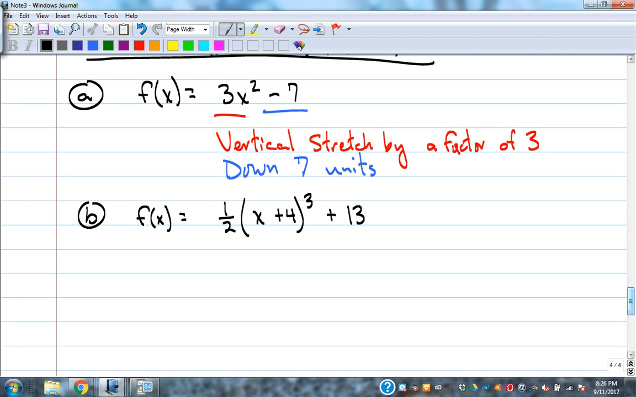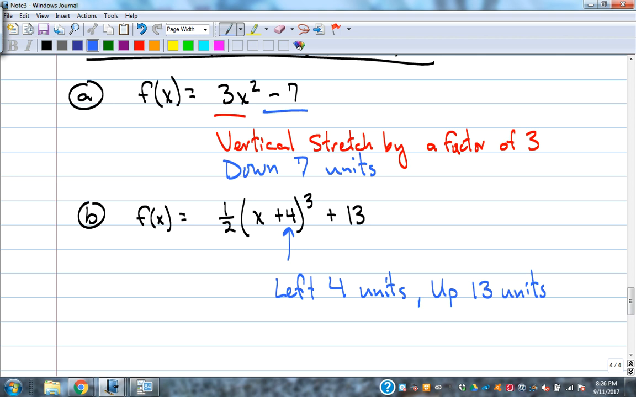This one's got a lot more going on, but it's still the same idea. You have to look for what's inside. If it's inside, that means it's inside the parentheses or inside the absolute value marks. So what's the only part that's inside here? The x plus 4. So the plus 4 on the inside tells us to do what? Left 4. What does the plus 13 on the outside do? Up 13 units. Left 4 units.